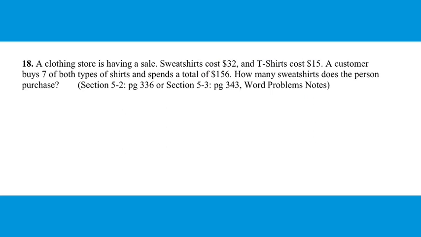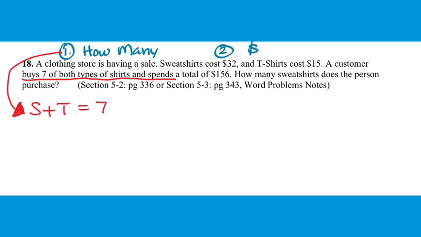Now that we know how to solve a system, we can take word problems and write a system. So in 18, we're having a clothing sale of sweatshirts that cost $32 and t-shirts that cost $15. A customer is going to buy 7 articles of clothing that include sweatshirts and t-shirts. So we know S plus T equals 7. The first equation is about how many. The second equation is about the money: $32 for sweatshirts, $15 for t-shirts, for a total cost of $156.